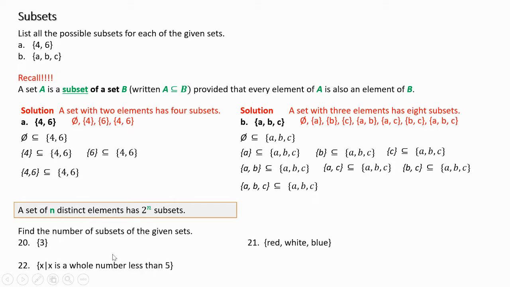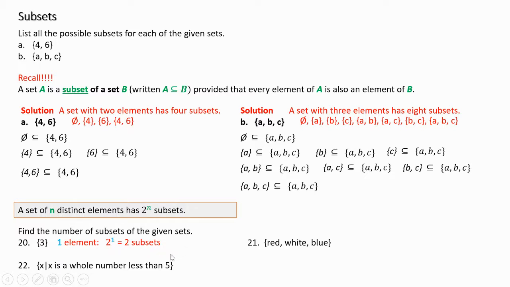Okay, now this is also from the homework. Find the number of subsets of the given sets. Can anybody tell me number 20? How many subsets are there going to be? You can put it in the chat if you want to. Okay, what's the rule? Yeah, so it's 2, because it's going to be 2 to the power of the number of elements. There's 1 element, so it'll be 2 to the 1st power, which equals 2 subsets.